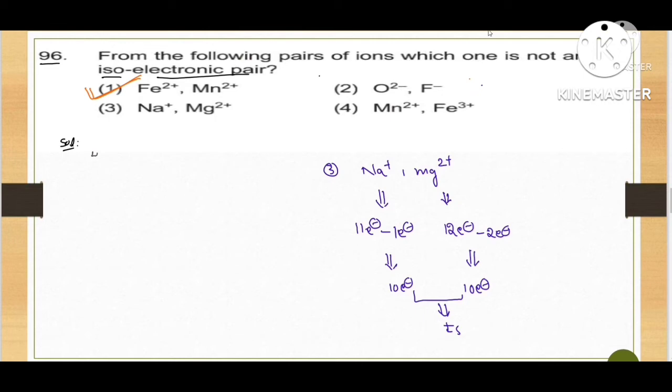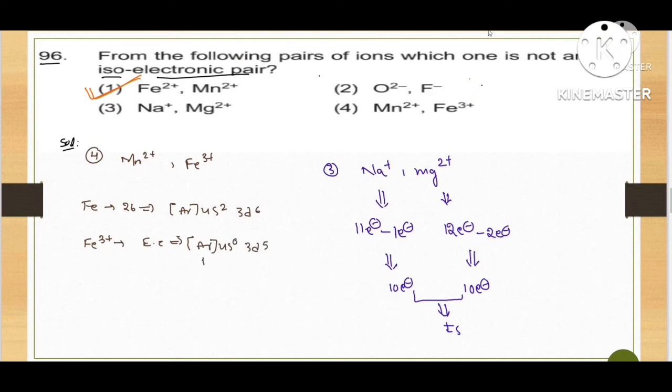Now let us verify option 4. Here we have manganese 2 positive and Fe 3 positive. We know that the atomic number of iron is 26. Its electronic configuration is argon 4s2 3d6. Now let us see the configuration of Fe3 positive. By the loss of 3 electrons, it becomes argon 4s0 3d5. That means argon's 18 electrons plus 5, it becomes 23 electrons.